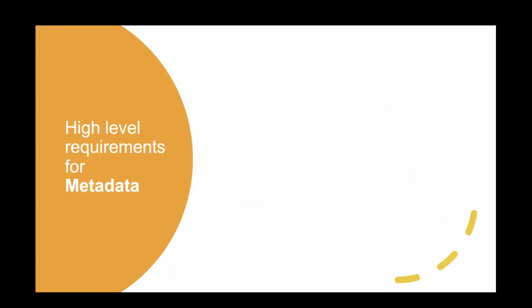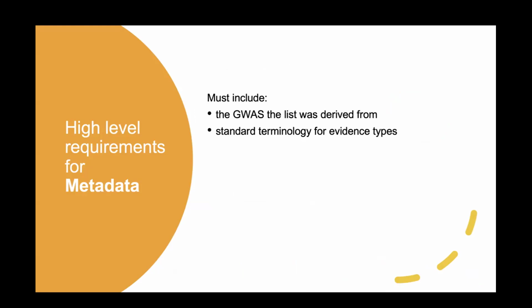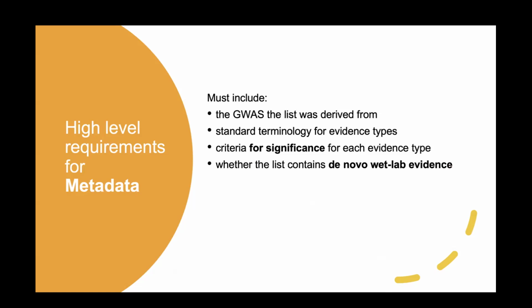So then we had some really high level requirements for the metadata that Aoife touched on earlier. So the metadata must include the GWAS the list was derived from, use standard terminology for evidence types, state the criteria for significance for each evidence type. And a requirement that came up from the workshop in September was whether the list contains de novo wet lab evidence, or is it just a combination of tools, evidence, and data that's been pulled from databases.